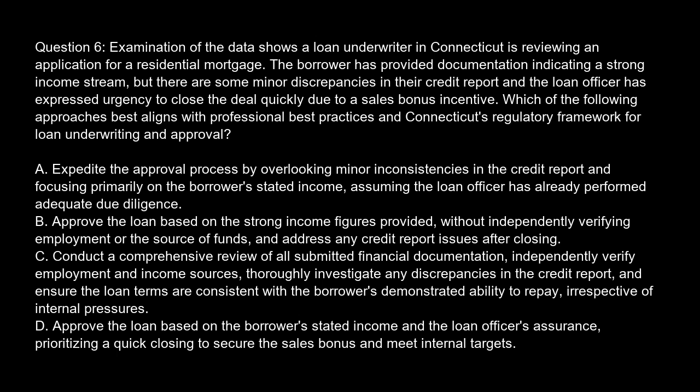Option C. Conduct a comprehensive review of all submitted financial documentation, independently verify employment and income sources, thoroughly investigate any discrepancies in the credit report, and ensure the loan terms are consistent with the borrower's demonstrated ability to repay, irrespective of internal pressures. Option D. Approve the loan based on the borrower's stated income and the loan officer's assurance, prioritizing a quick closing to secure the sales bonus and meet internal targets.